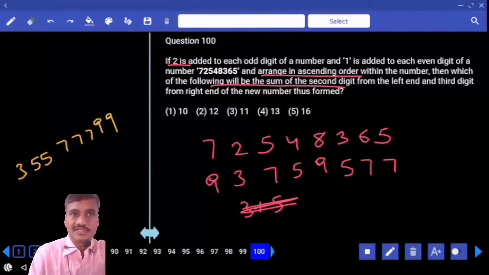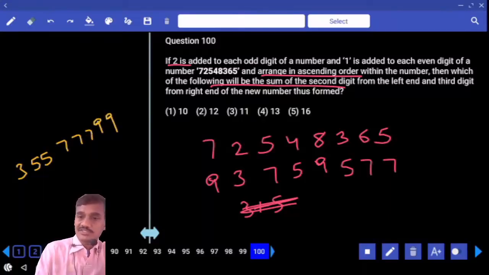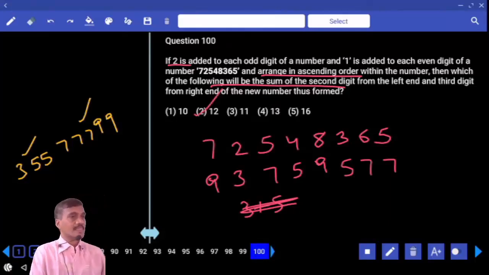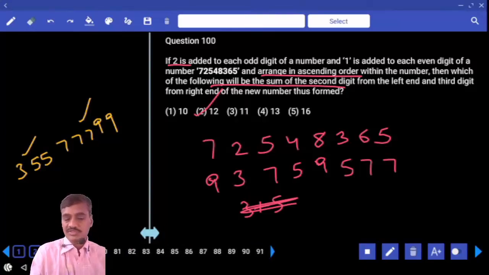Then all the digits are arranged in the ascending order. Then the sum of the second digit from the left, which is 5, and the third from the right, which is 7: 5 plus 7 is 12, so that is choice 2, 100. Then, coming to question numbers 66 to 70.